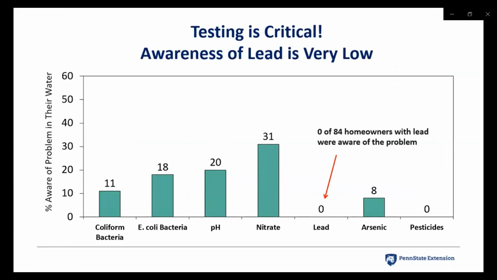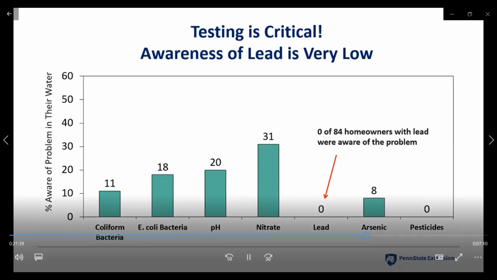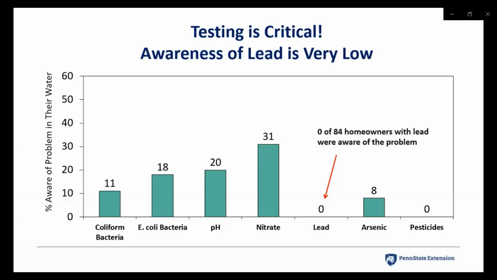So the way that we can interpret this graphic is along the bottom, we have different water test parameters from coliform bacteria to nitrate and lead and arsenic. And then we have the percent on the vertical axis that were aware of the problem before their water was tested. So we see that anywhere from 11 to 18% of homeowners that have coliform bacteria and E. coli actually knew that they had those in their water before we tested their water.